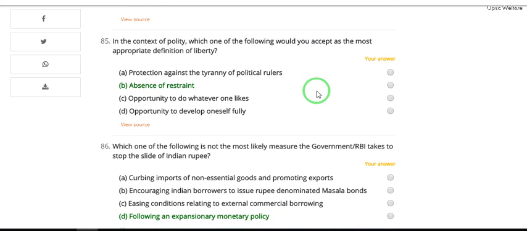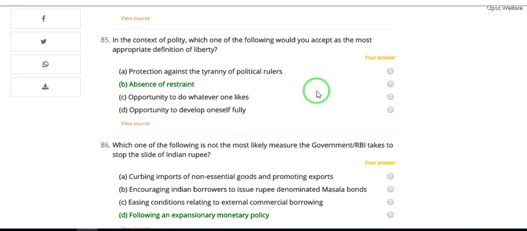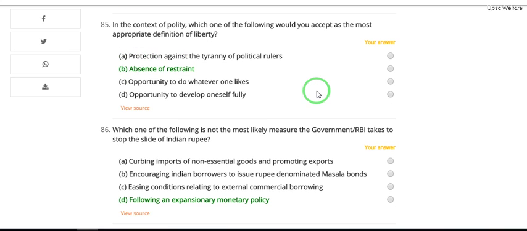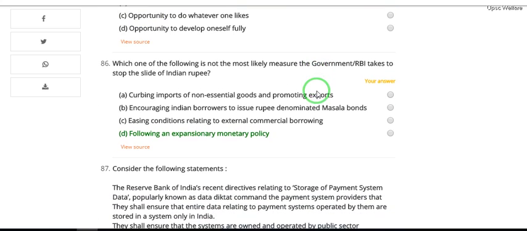Now question 85. In the context of politics, which of the following would you accept as the most appropriate definition of liberty? Liberty means definitely the absence of restrictions. That will be the correct answer, because liberty means there should not be any kind of restriction. So absence of restraint. B is going to be correct here.